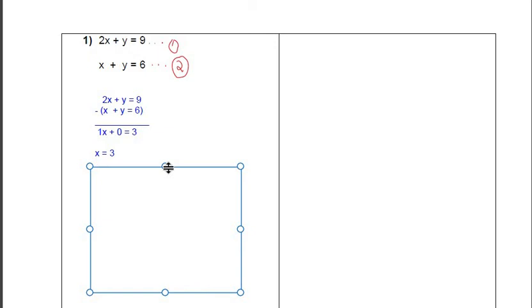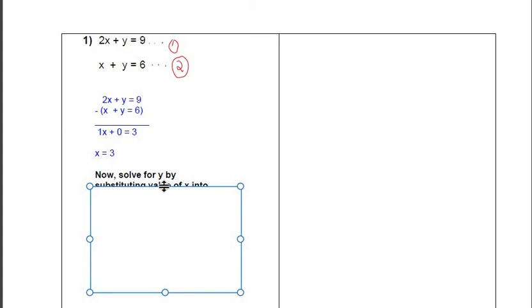Now, what's our next step? Have we solved for both variables yet? No, we have not. And remember, our aim when solving simultaneous equations is to solve for both variables. We need to find the value of both variables. Awesome. Now, how are we going to do that?